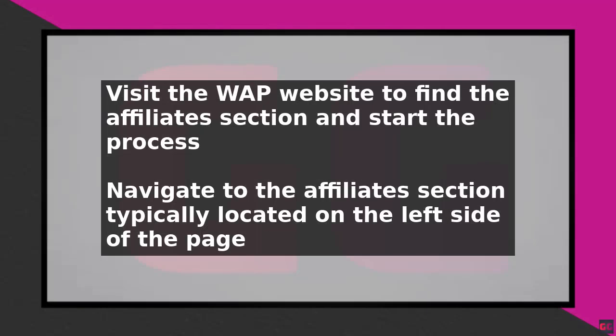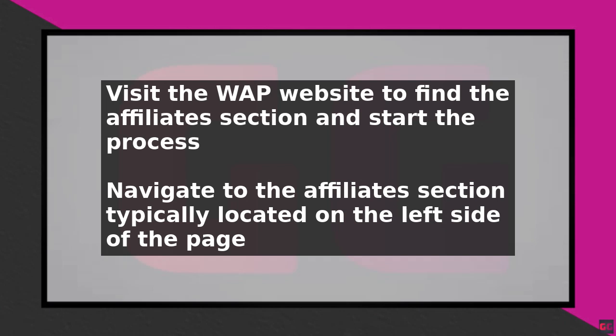To start making money with the Whop affiliate program, begin by visiting the Whop website, where you can find a link to get started. Once on the website, navigate to the Affiliates section, which is typically located on the left side of the page. Clicking on this will take you to the area where you can begin the process of making money. The process itself is relatively straightforward.